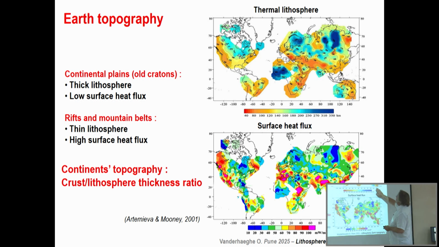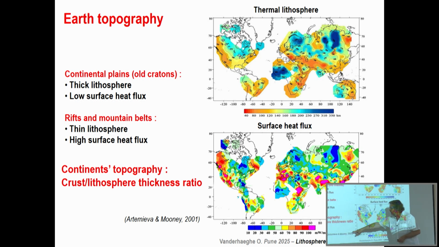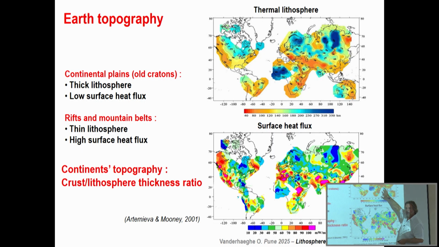Yes, so that's the last thing I want to show you before lunch. This compilation of Artemieva and Mooney compiles all geophysical data that allows us to identify the thermal lithosphere and its thickness in kilometers, from 40 kilometers to 350 kilometers.